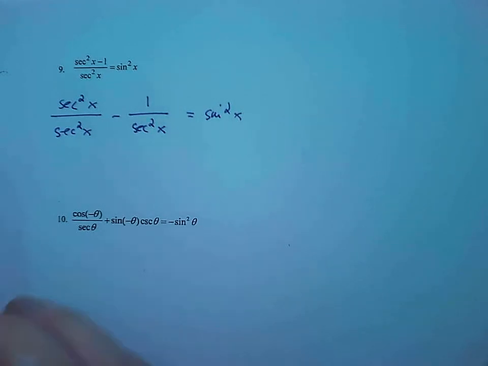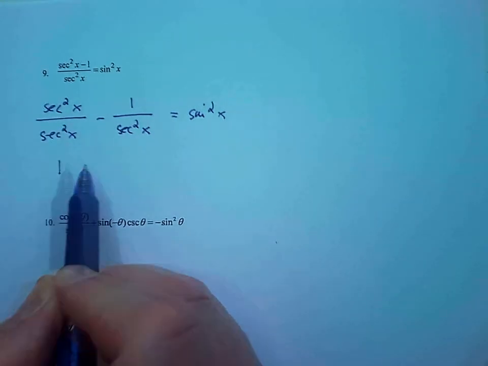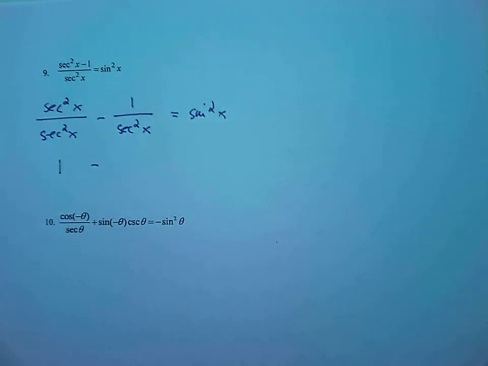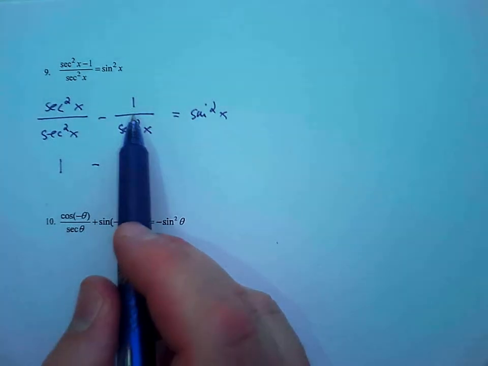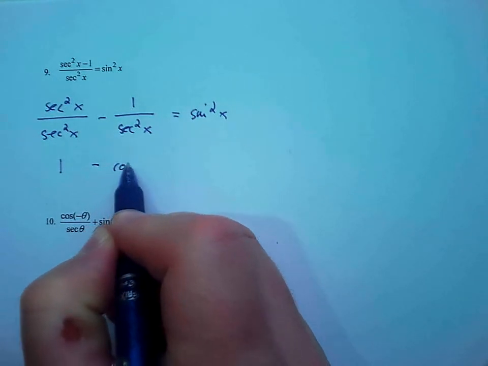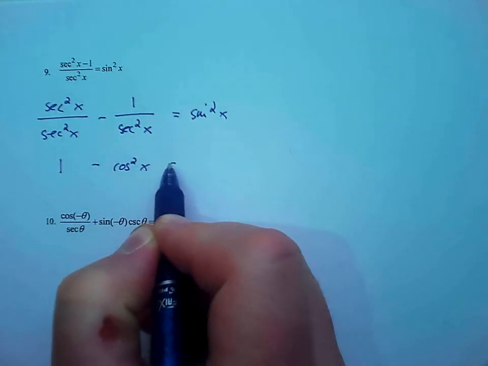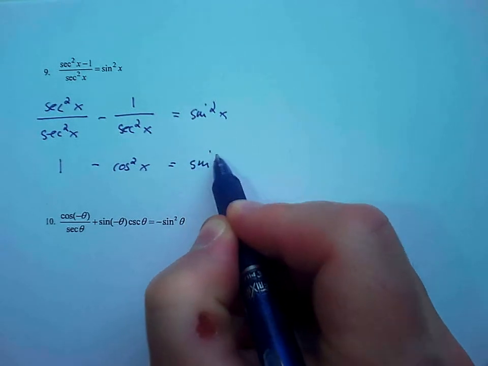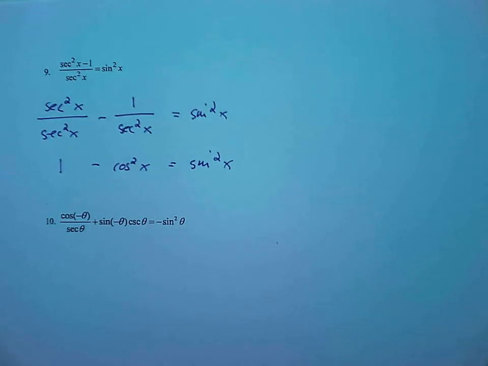Well, the secant squared of x over the secant squared of x is just equal to 1. And 1 over the secant squared of x is equal to the cosine squared of x. And according to our Pythagorean identity, we have that the left-hand side is now equal to the right-hand side. Let's go on to number 10.